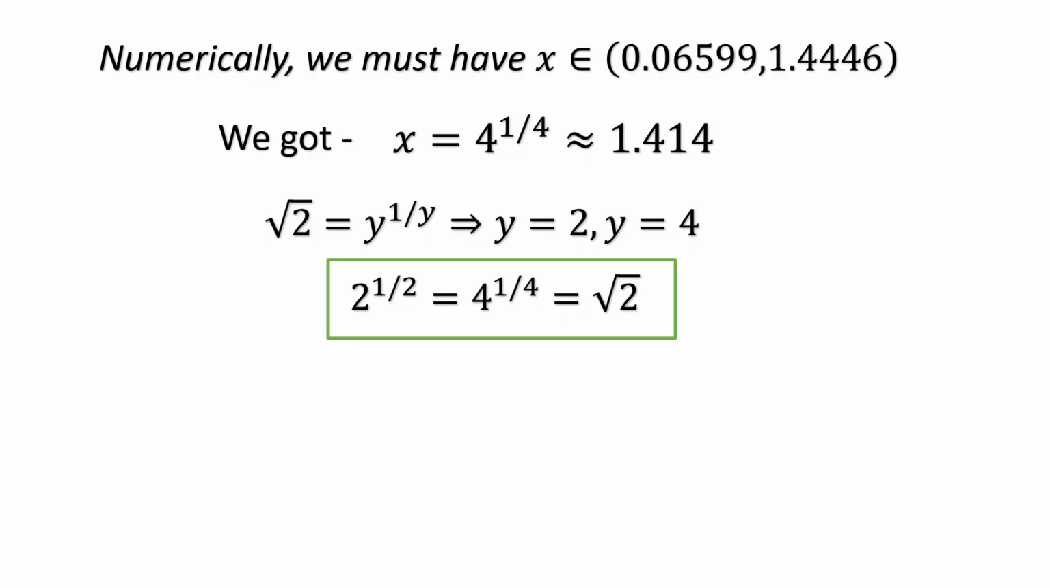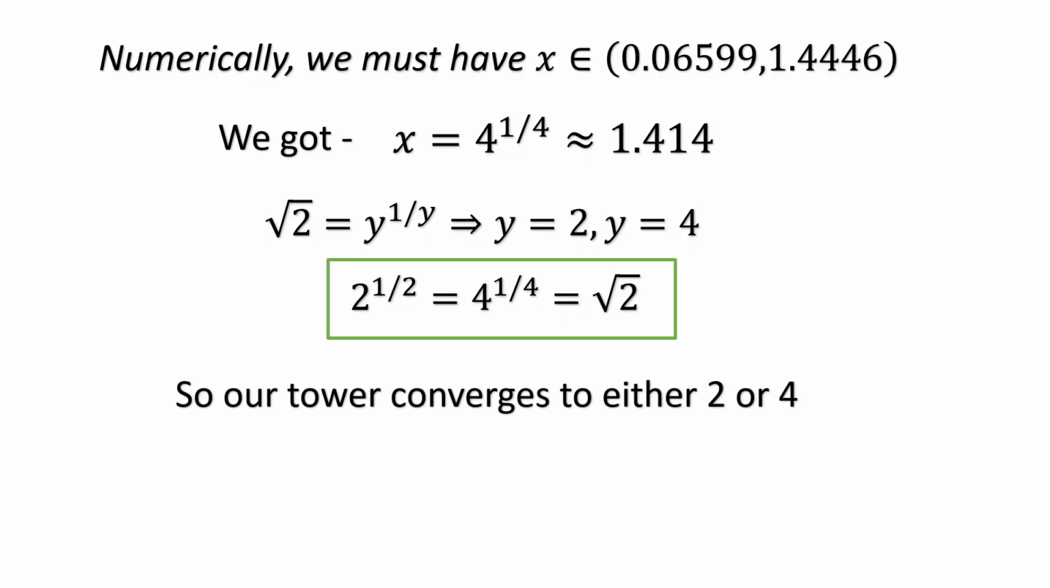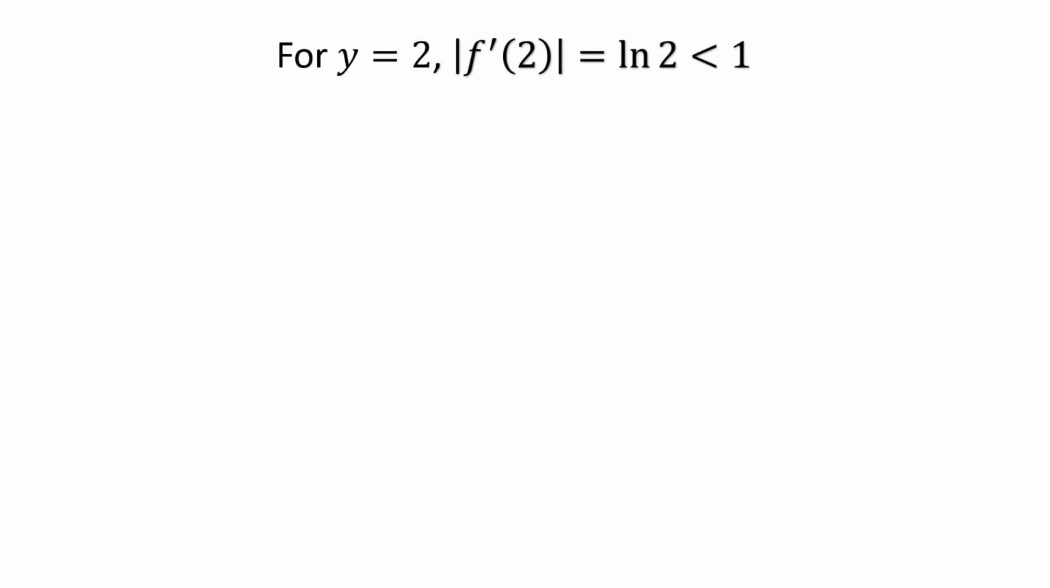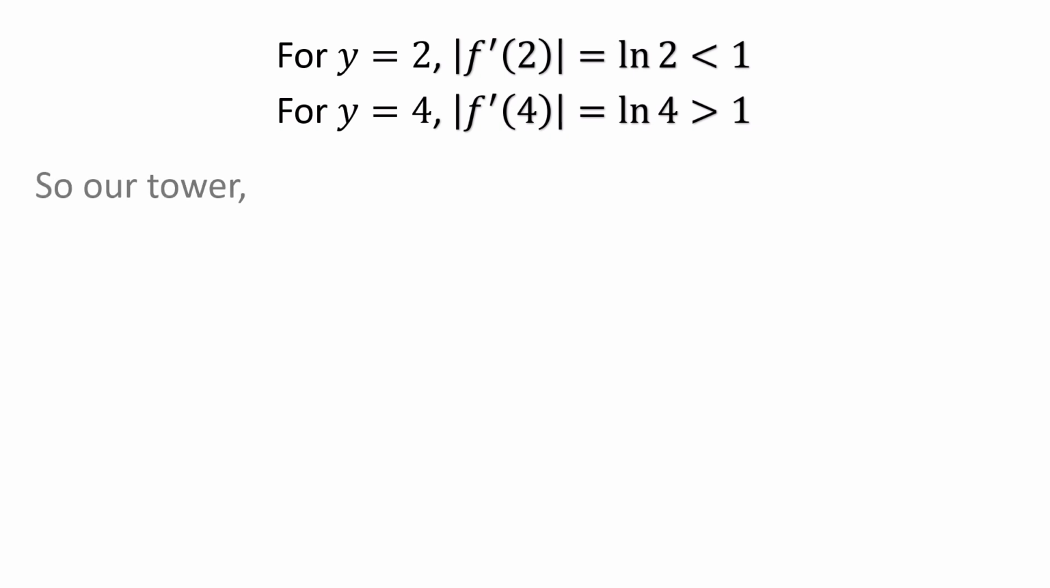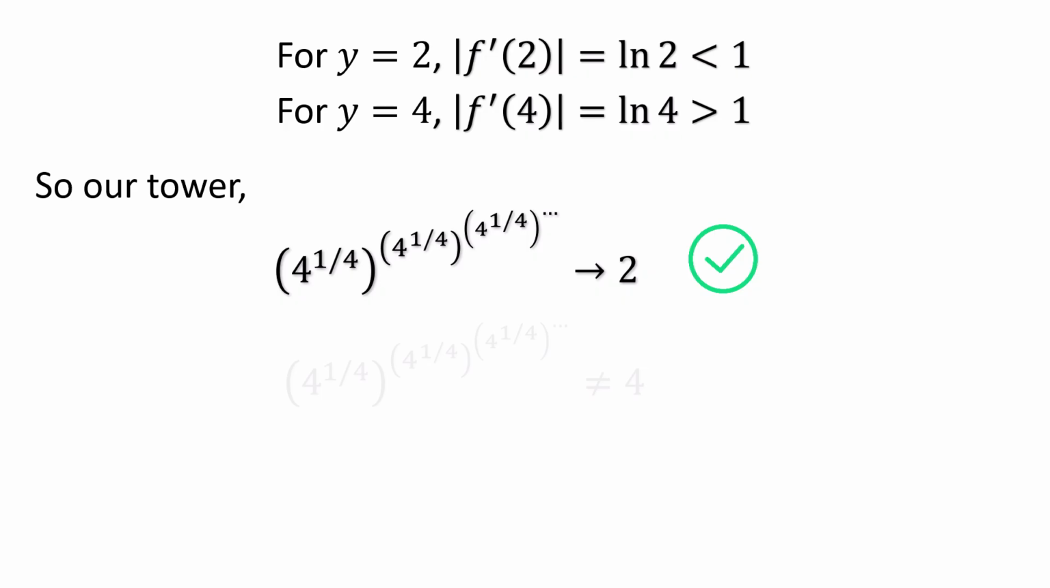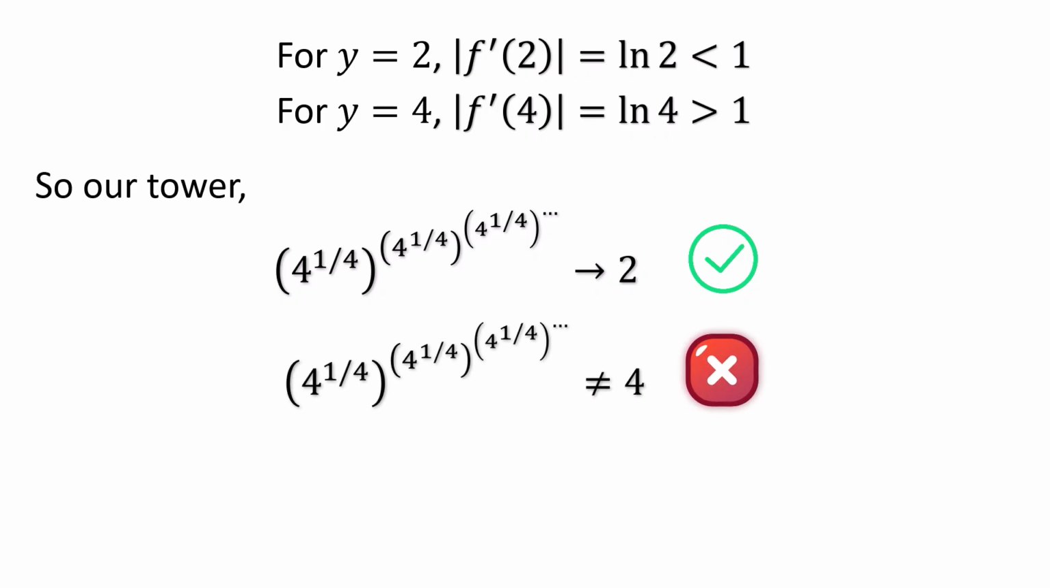So our tower converges either to 2 or to 4. This is where the problem lies. For y equals 2, we see the convergence criterion is met, while for 4, it is repulsive and it doesn't converge. This means our power tower gave us the solution x equals root 2, but for that value, the power tower basically converges to 2 and not 4. Therefore, our tower converges to 2 and not 4.